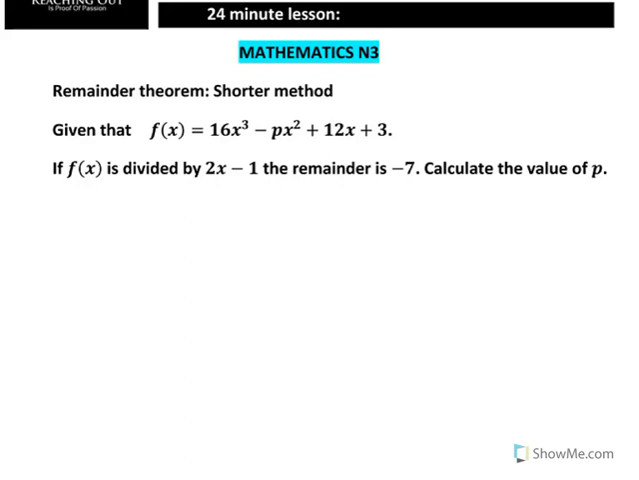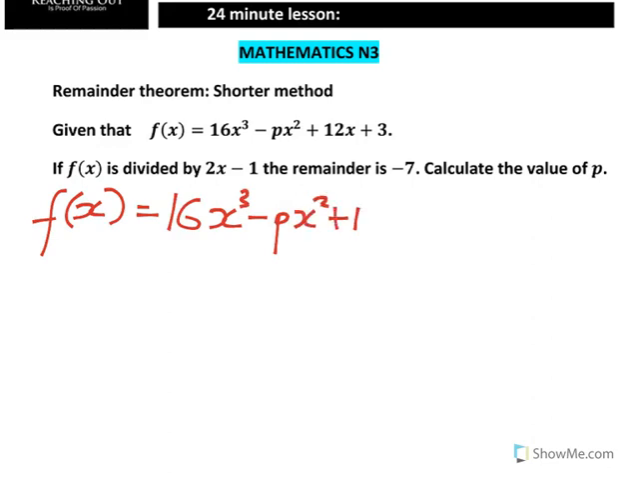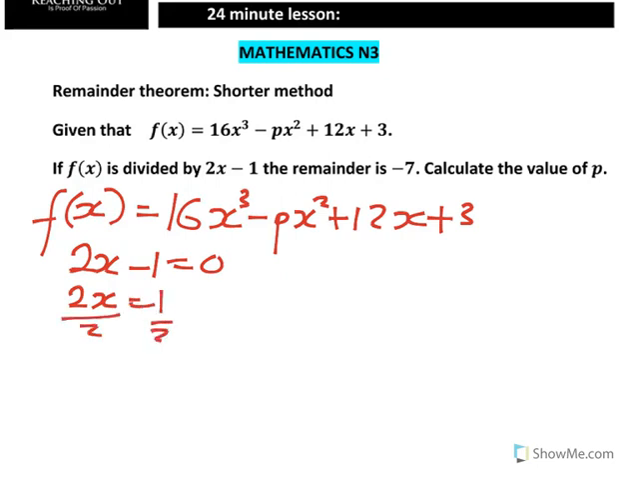They are saying, given that f of x is equal to 16x cubed plus px squared plus 12x plus 3, if f of x is divided by 2x minus 1, the remainder is minus 7, calculate the value of p. How to approach this one? Again, the method does not change, but now you're calculating the value of p. So it's f of x is equal to 16x cubed plus px squared plus 12x plus 3. So now, remember, 2x minus 1 is equal to 0. Therefore, 2x is equal to 1. Divide by 2 both sides. x is equal to a half.